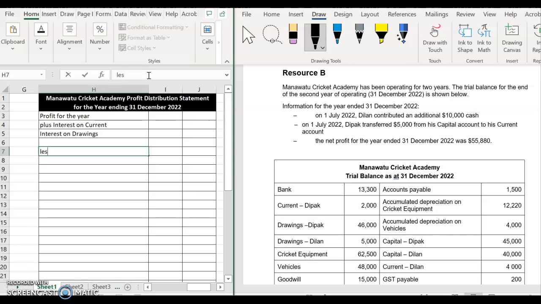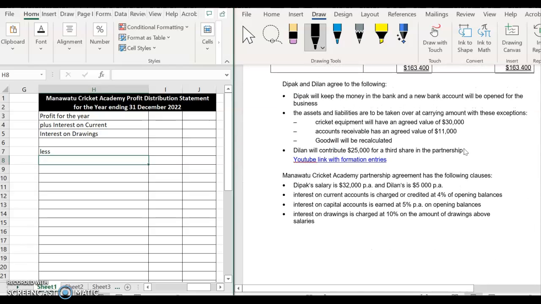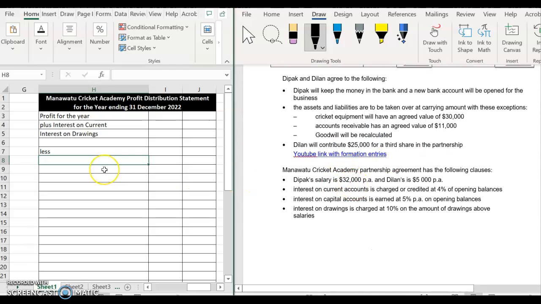Then we're going to less, take away. These are the things that we reward the partnership for, or the partners for their contribution. And we can see these down here. So first thing you've got is salary. And we've got a salary for Deepak and one for Dylan.